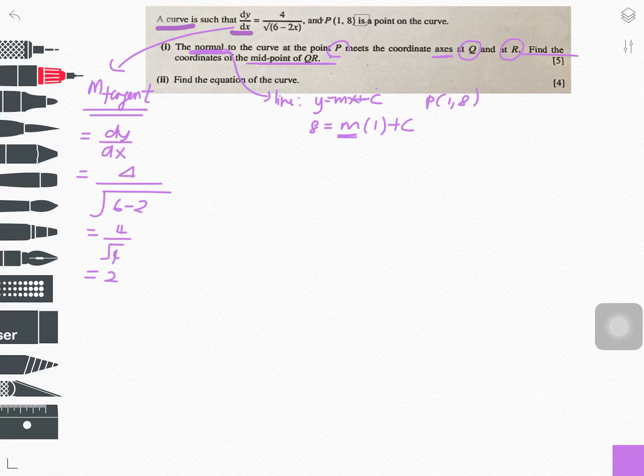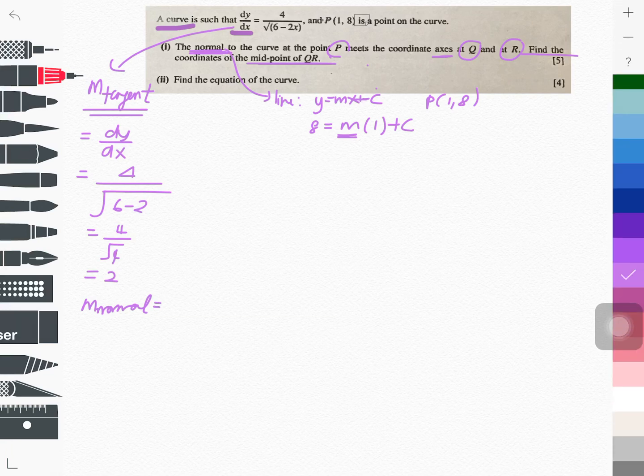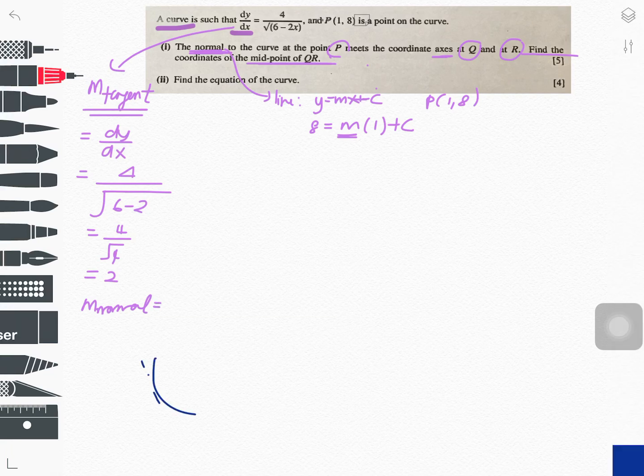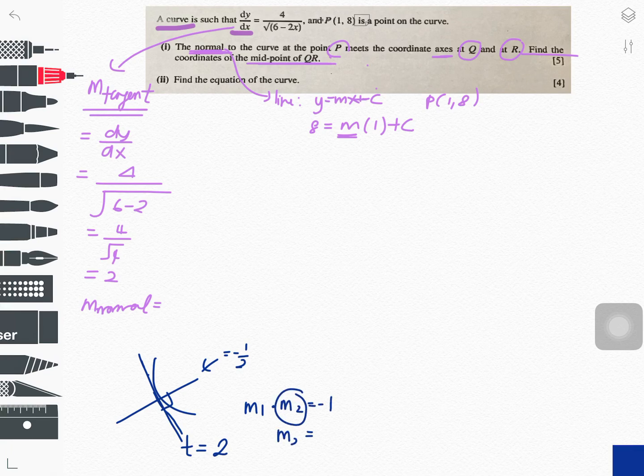So if m tangent is this, then m normal is what? Can you recall how to find that? Let's say this is your tangent. To find the normal, you get 90 degrees here, right? If the tangent line's gradient is 2, then this one is negative 1 over 2. Recall this, m1 times m2 equals negative 1. So every time you want to find the other gradient, you just do negative 1 over the previous gradient. Negative 1 over 2, isn't it negative half? Yeah, simple concept. Negative half.